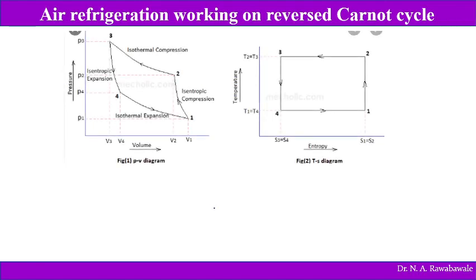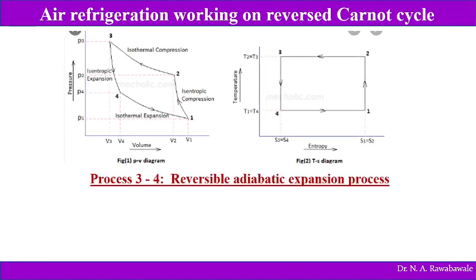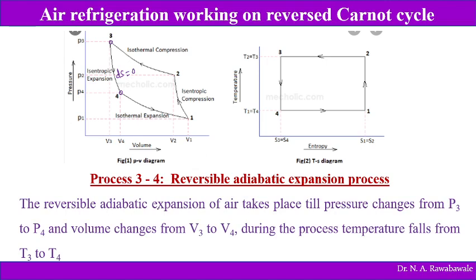Now we see the next process, 3 to 4, a reversible adiabatic process. The air is expanded adiabatically, which means the rate of heat transfer, or change in entropy, is 0. The reversible adiabatic expansion of air takes place until pressure changes from P3 to P4 and volume changes from V3 to V4. During the process, temperature falls from T3 to T4.